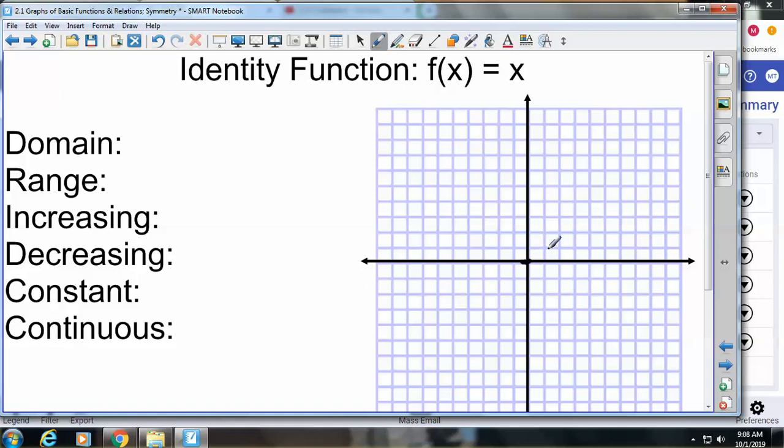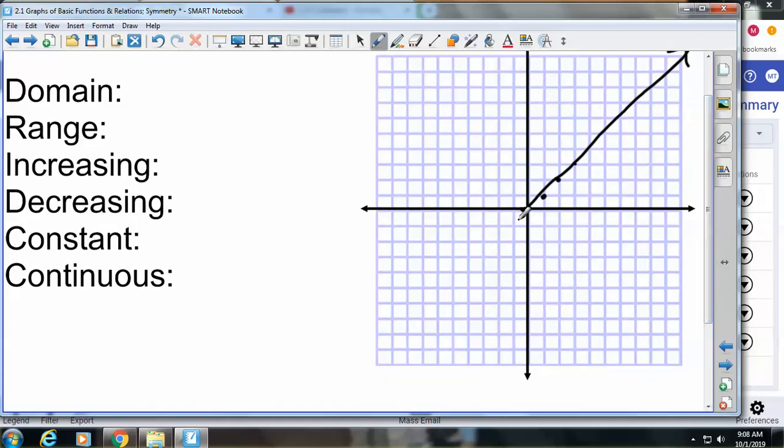Start at 0. Slope is 1, so up 1 over 1. You can put more points if you need to. I'm really bad at drawing straight lines up here, so bear with me. So that is my identity.